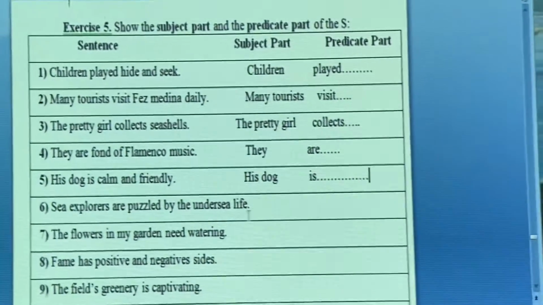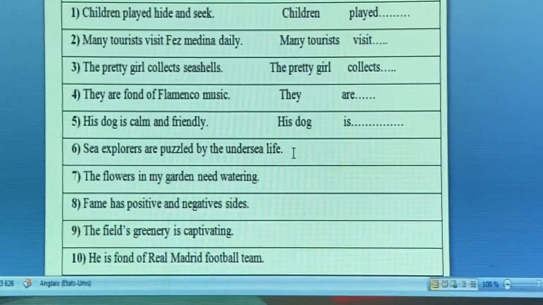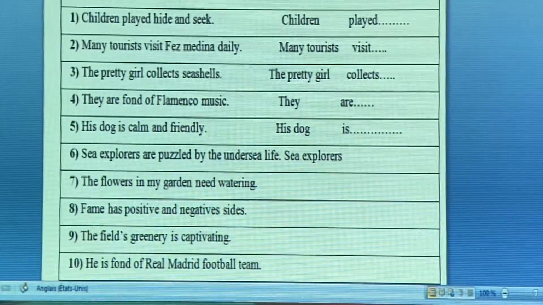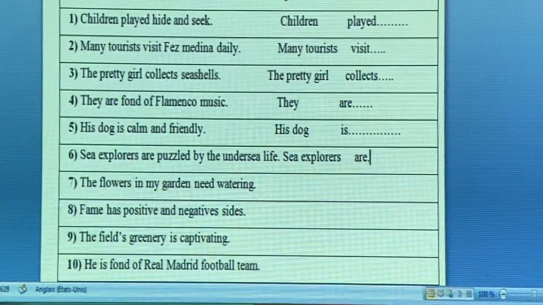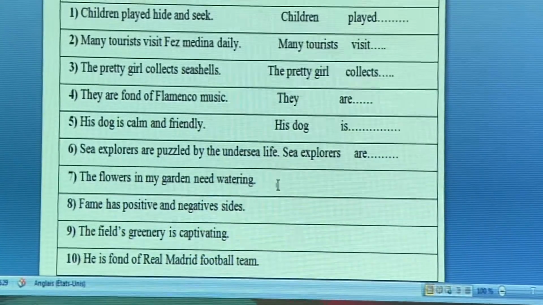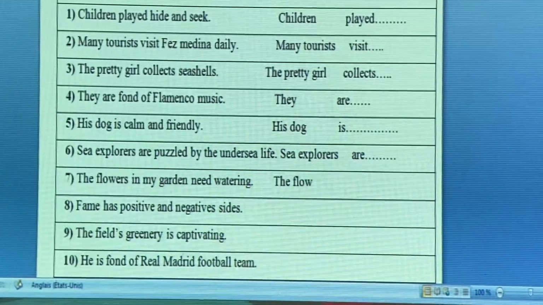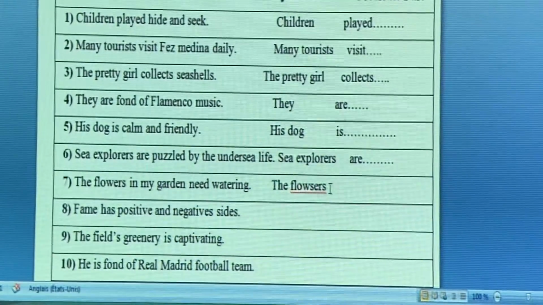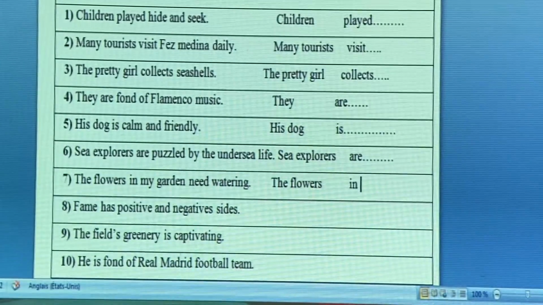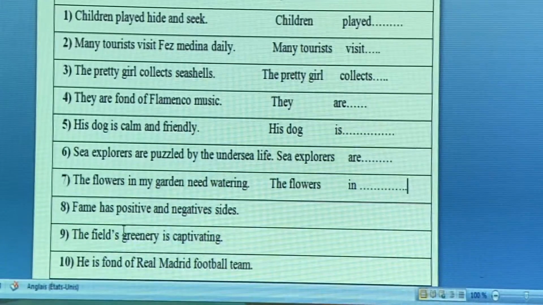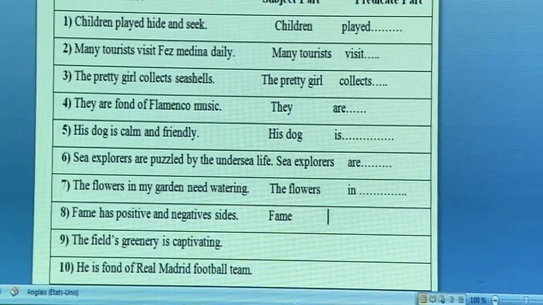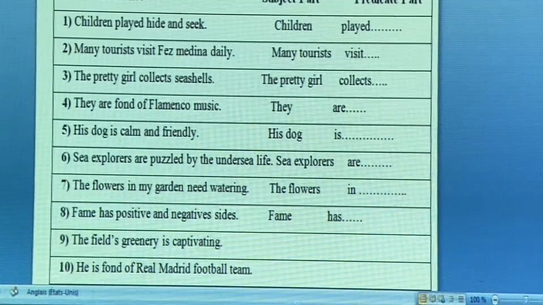Sea explorers are puzzled by the undersea life. So sea explorers is the subject. And the predicate are puzzled by the undersea life. The flowers in my garden need watering. The subject is the flowers. And the predicate is in my garden need watering. Then, fame has positive and negative sides. The subject is fame and the predicate starts from has positive and negative sides.